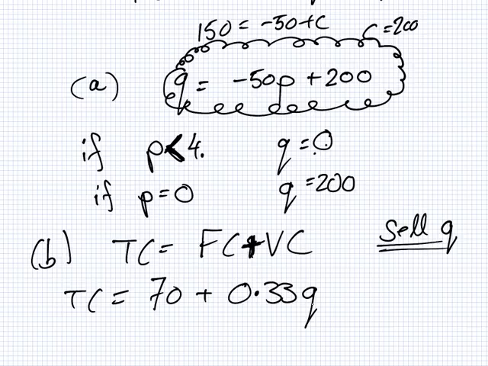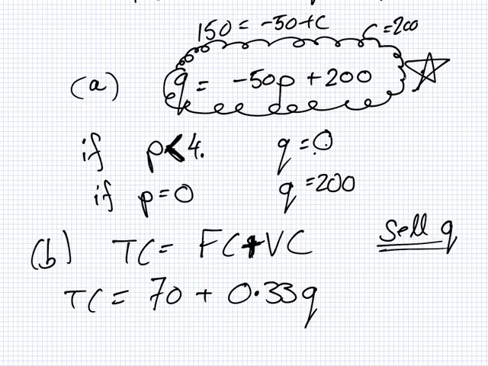Now I said, what is the total cost for P, not for Q? So what can I do to get a P here instead of a Q? I mean, I want it in terms of P, not in terms of Q. So what can I do here to get this in terms of P? Substitute here.